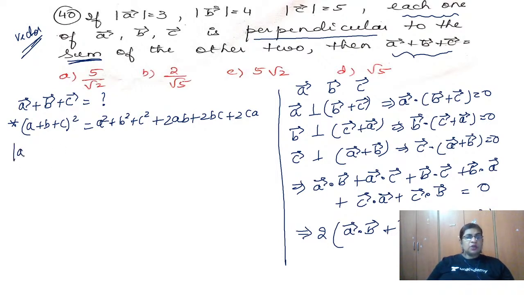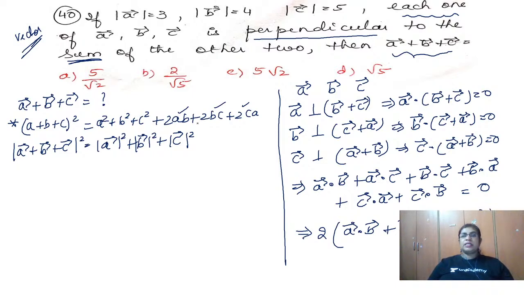So magnitude of A plus B plus C vector the whole square is equal to magnitude A square plus magnitude B square plus magnitude C square. Now here 2 is common and you can write A dot B plus B dot C plus C dot A. But what is this? Nothing but we have kept ready. It is equal to 0. So plus 0 I am writing.